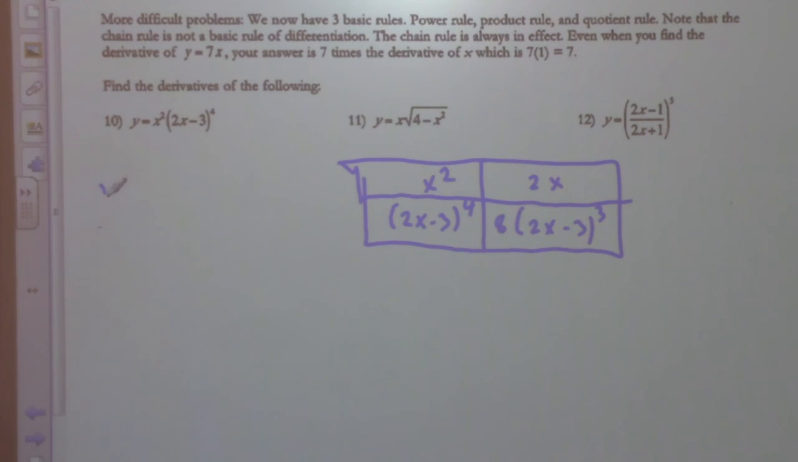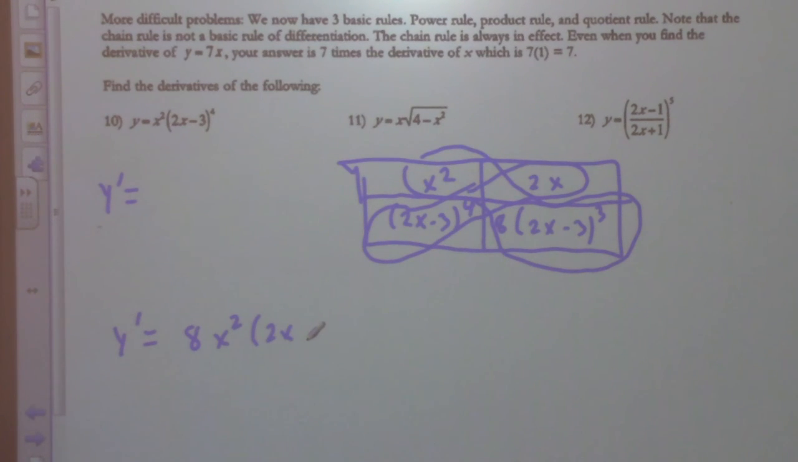Now we can just put these together. Y prime is equal to these things multiplied together, plus these things multiplied together. I'm going to write down here just to leave more room. So I'll have 8x squared times 2x minus 3 cubed, and then plus 2x times 2x minus 3 to the 4th power.